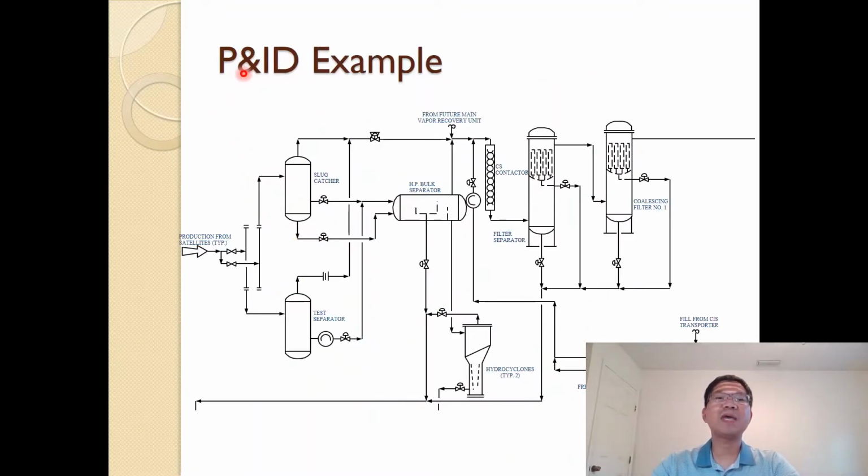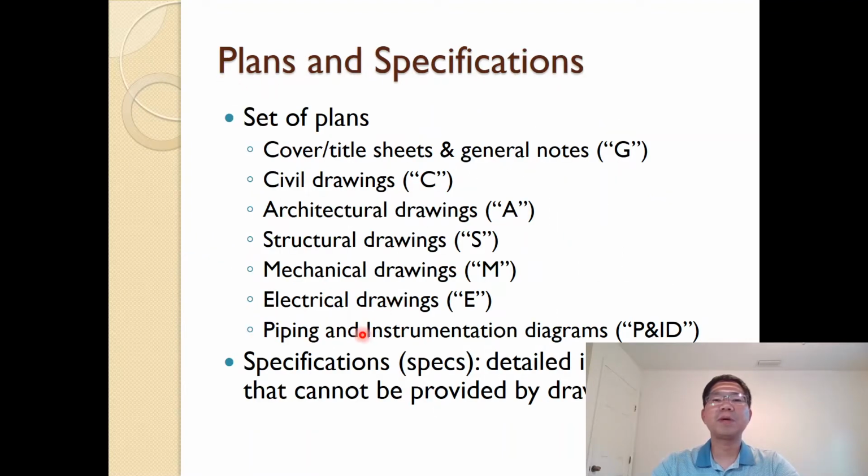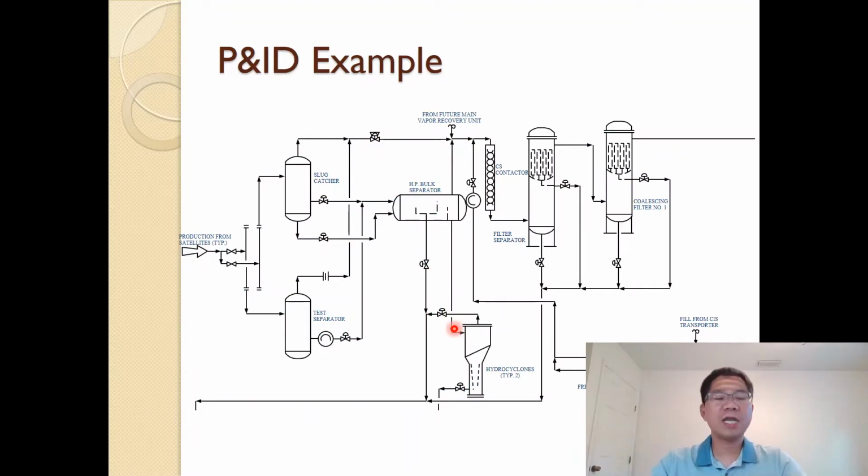So for example, P and ID means piping and instrumentation diagram. For those of you who work in environmental engineering, for example, you have that a lot, and normally your process is presented with the P and ID, showing how the process works, etc.